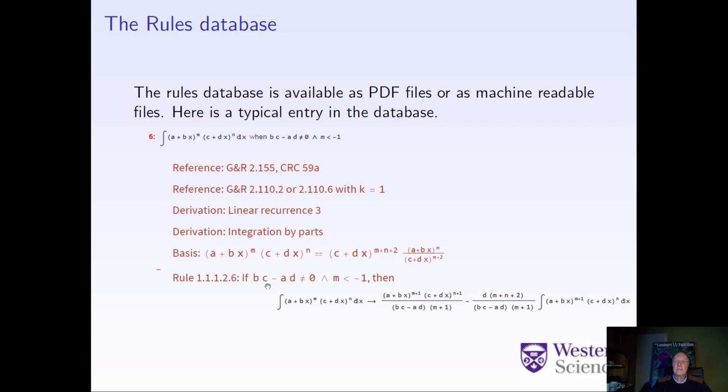Firstly, we have conditions. BC minus AD must not be 0, and M must be less than -1. If those conditions are not met, then this rule is not to be applied.